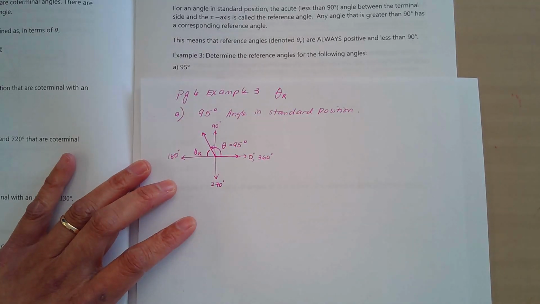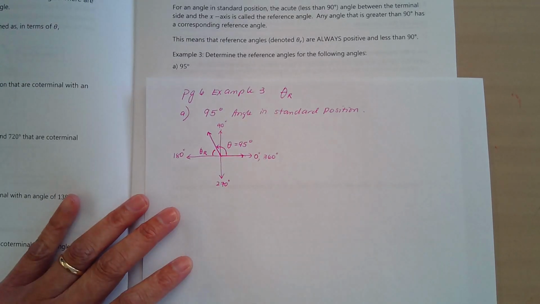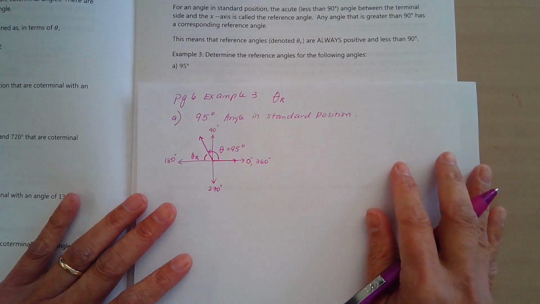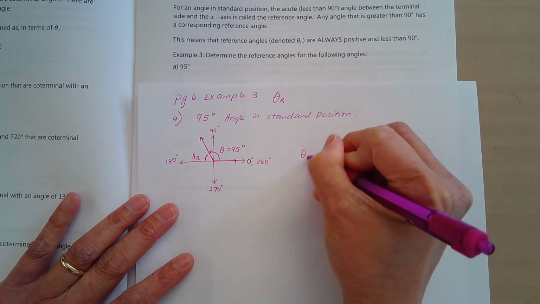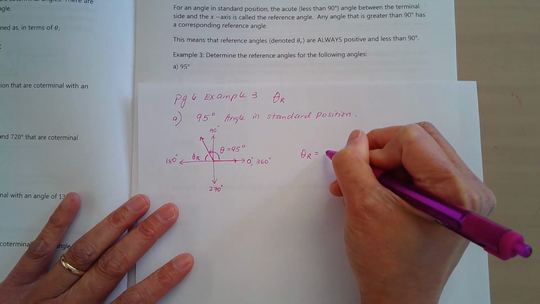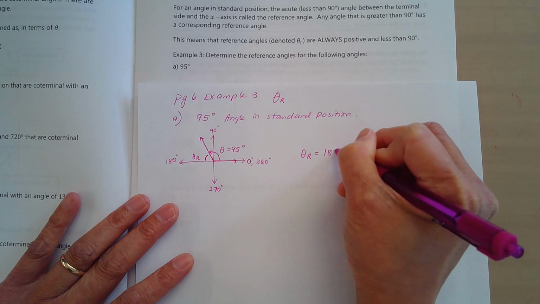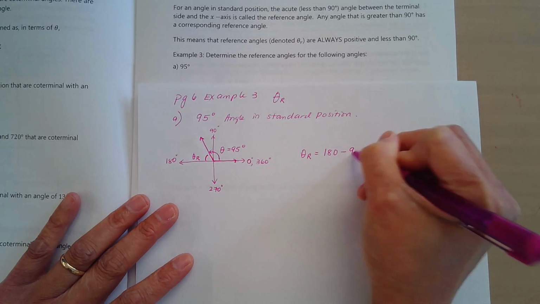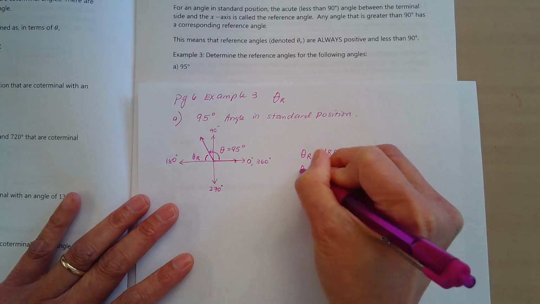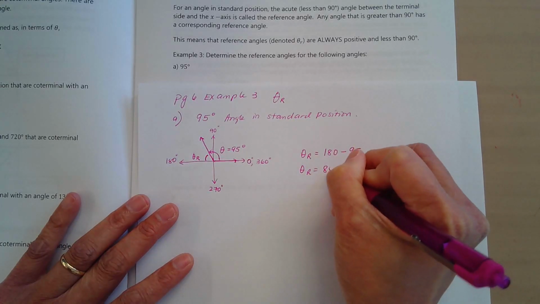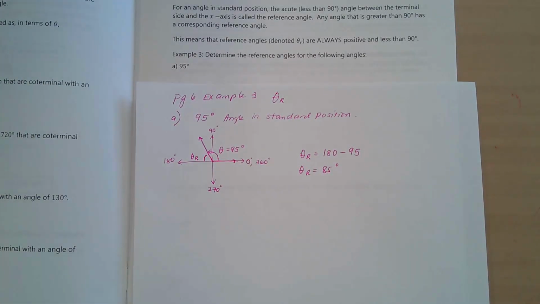How big is theta r? How can we figure that out? Theta r is equal to 180 minus 95. So theta r is equal to 85 degrees. Okay?